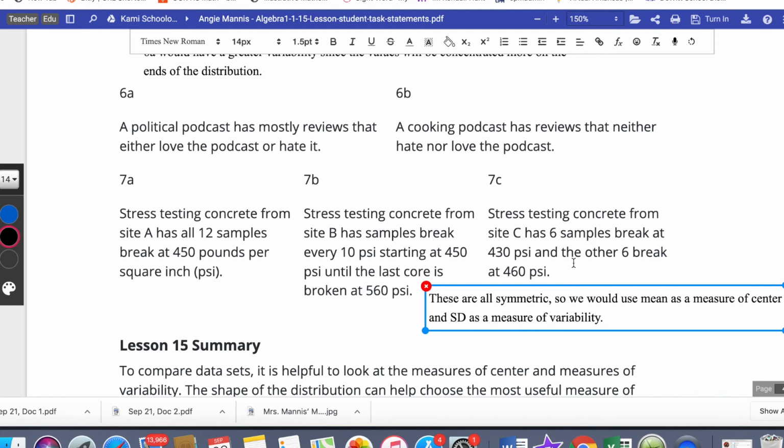So if we add 430 and 460 together and then divide by 2, we get 445. So the mean for 7C is going to be 445. So 7B is going to have the greater mean.